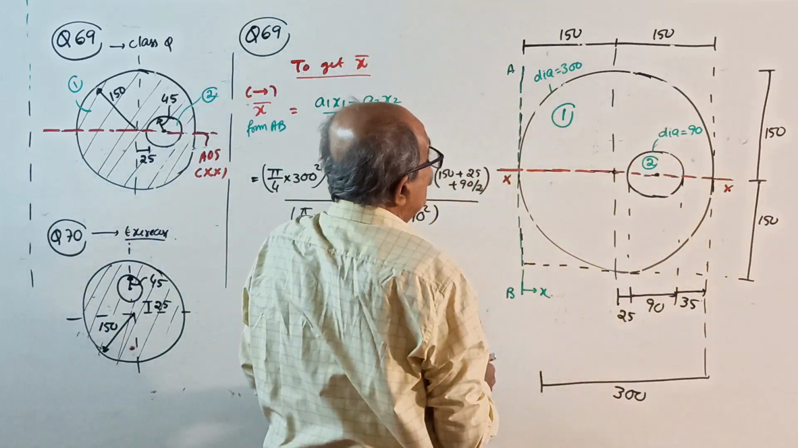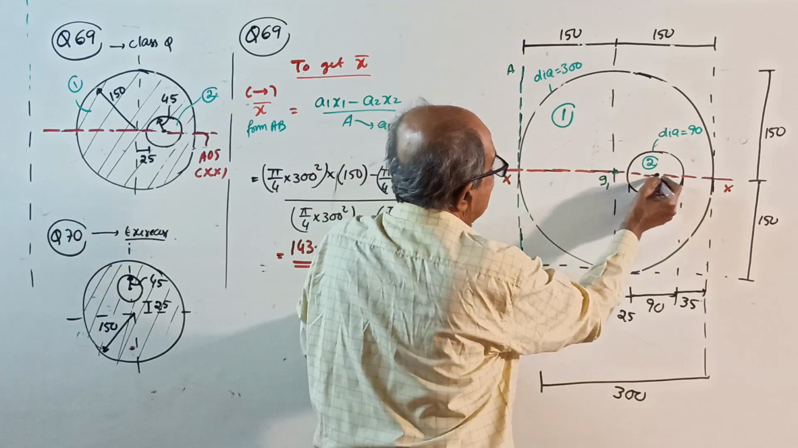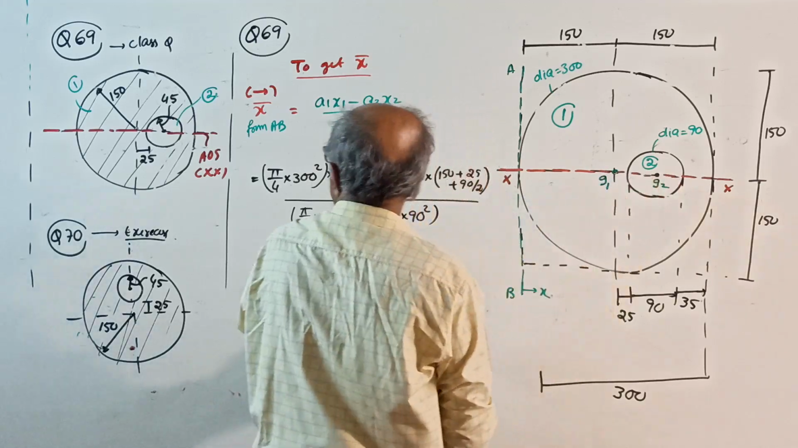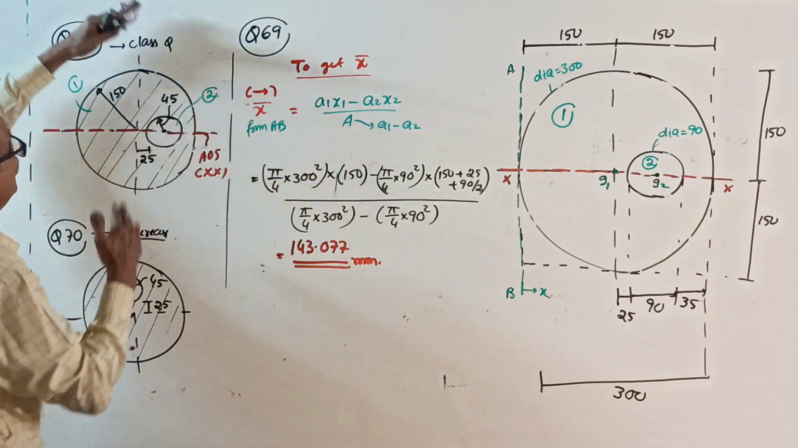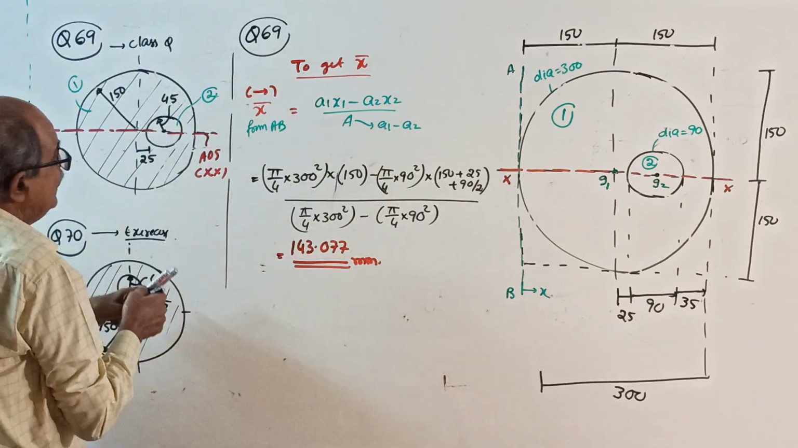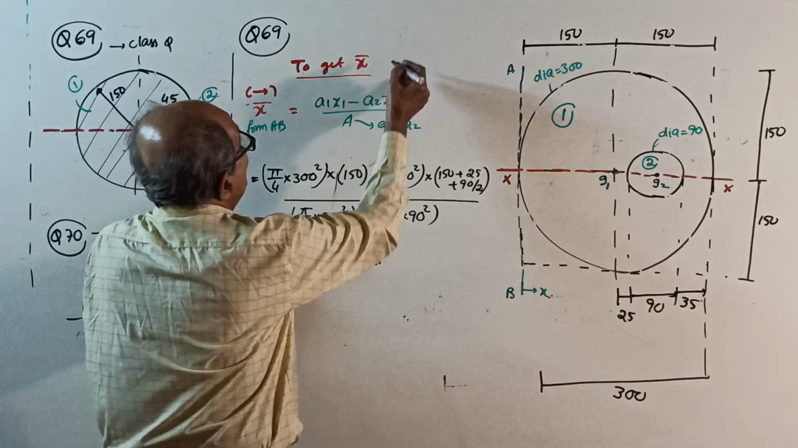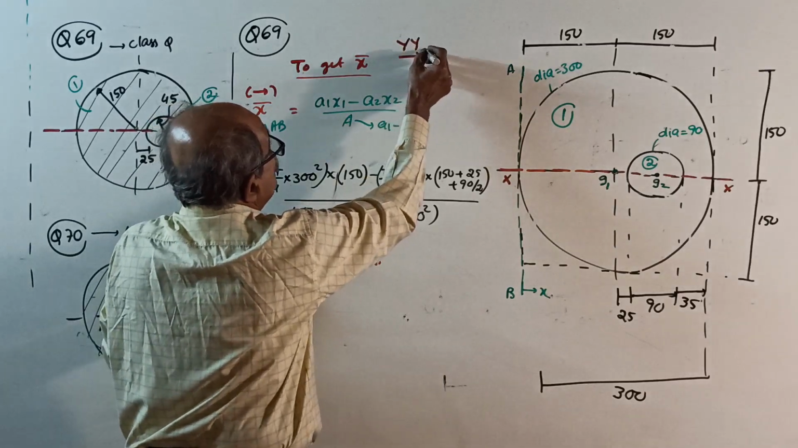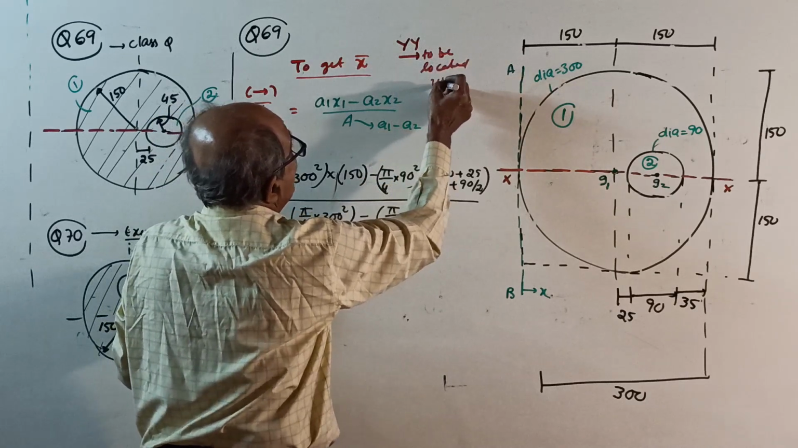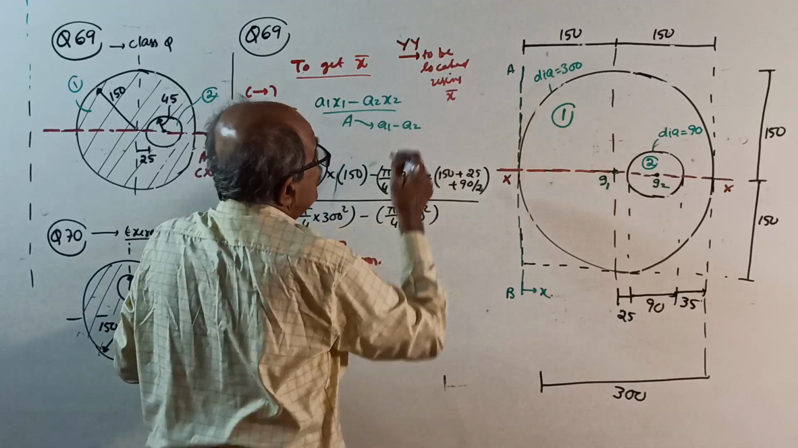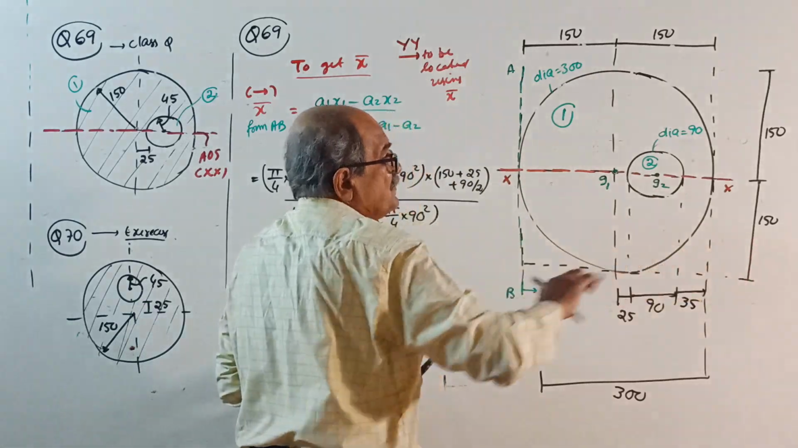Okay. Now, I forgot one thing. I did not mark G1, G2. See, this is your G1, this is your G2. Therefore, it is symmetrical about this axis, but not symmetrical here. So you have to locate the YY axis, using x bar. Now, origin not required.